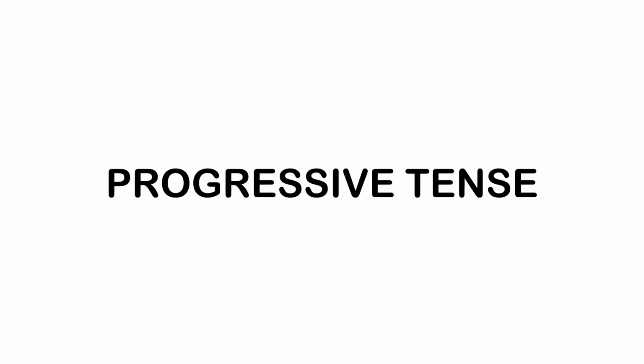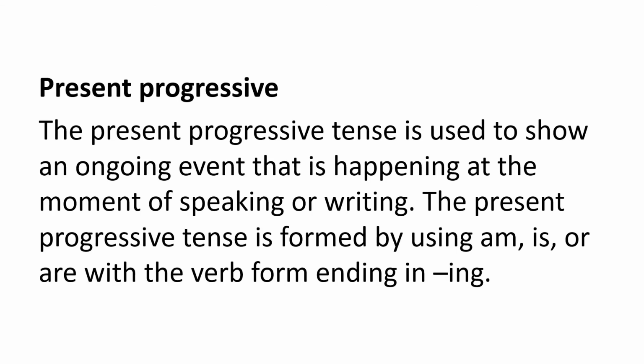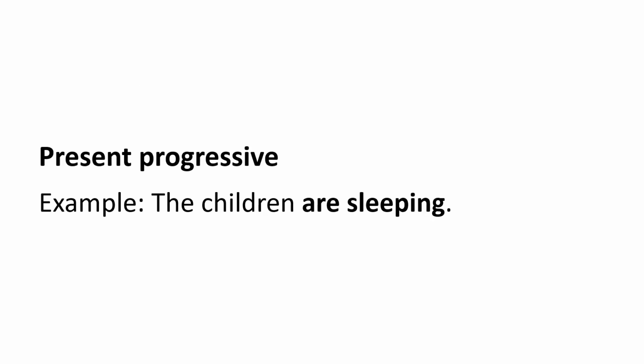Progressive tense. The present progressive tense is used to show an ongoing event that is happening at the moment of speaking or writing. The present progressive tense is formed by using am, is, or are, with the verb form ending in ing, or yung tinatawag nating gerunds. Example, the children are sleeping. Gumamit tayo ng linking verb na are kasi ang children ay plural. The children are sleeping.